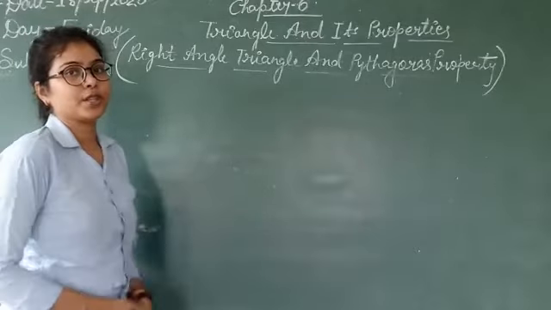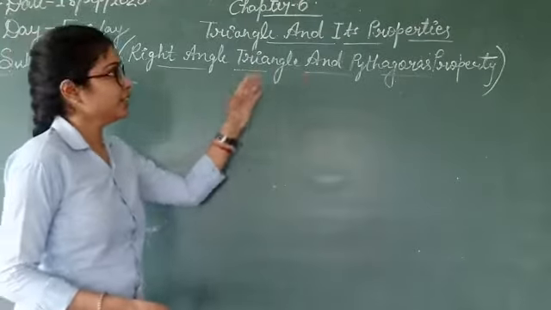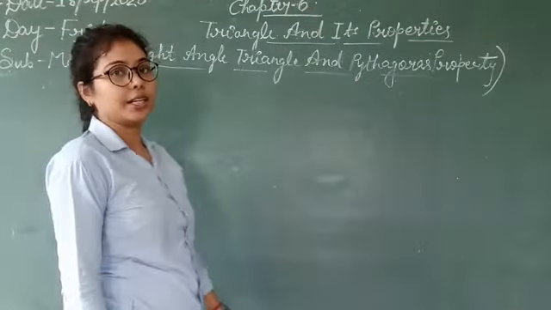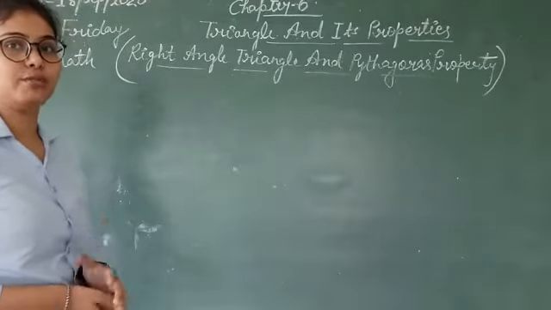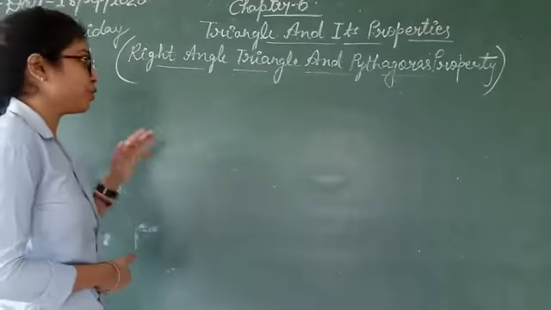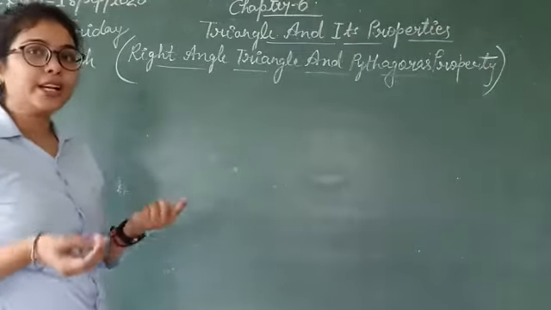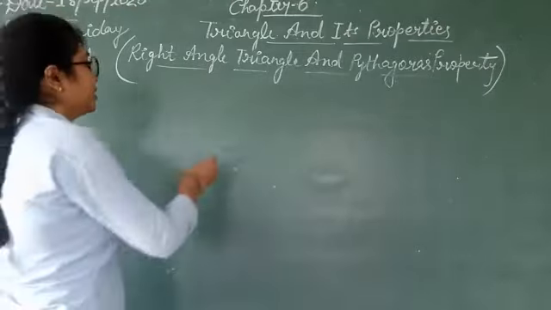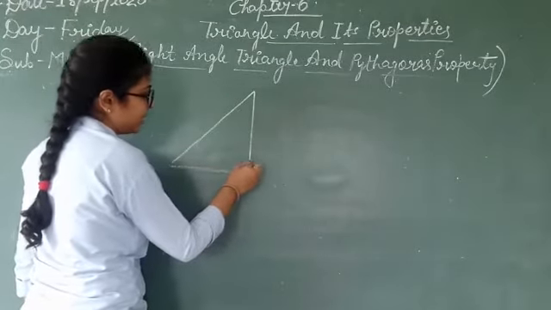Hi students. So in this video, as you can see, we will learn about the right angle triangle and Pythagoras theorem. So right angle triangle, we all know what a right angle triangle is because we have studied the types of triangle. In that you have studied what is a right angle triangle. So, again I am revising it.